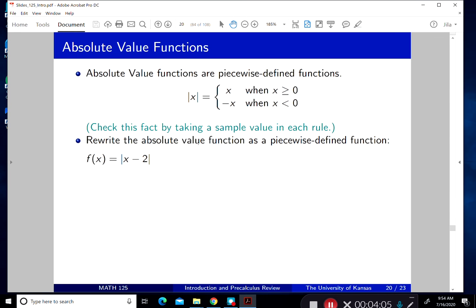So according to what we said, now we have f of x equal to the absolute value of x minus 2. When x minus 2 is positive, this is going to be x minus 2. When x minus 2 is negative, it's going to be negative parentheses x minus 2. And 0 can go with either of them, basically.